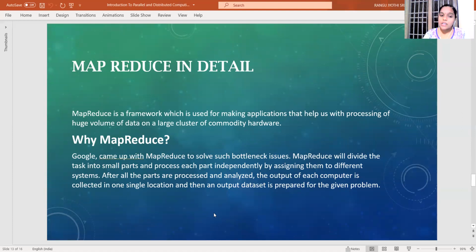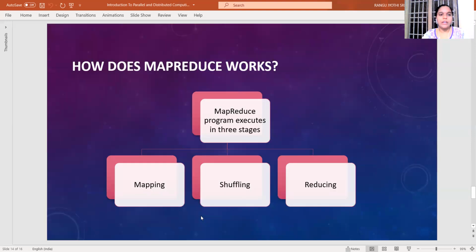After all the parts are processed and analyzed, the output of each computer is collected in one single location, and then the output data set is prepared for the given problem. Now let us understand this definition in a clear way. Actually, MapReduce executes in three different stages. One is the mapping stage, the second one is the shuffling stage, and the third one is the reducing stage. Now let us understand each stage in detail.